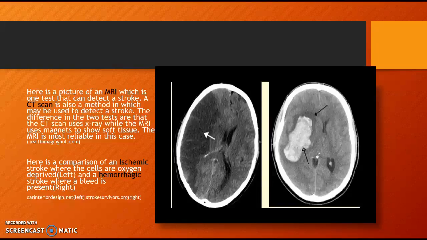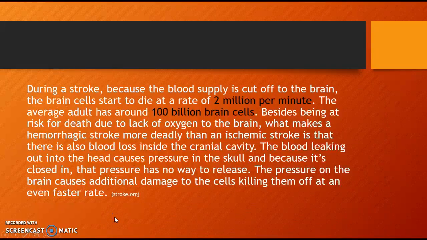These two are a comparison, of course, of an ischemic stroke. And you see where the cells have died off here, that black spot that the arrow is pointing at. That's on the left side. And then on the right is a hemorrhagic stroke, and you can see that bright white, that active bleed that's present there. And that one's on the right.